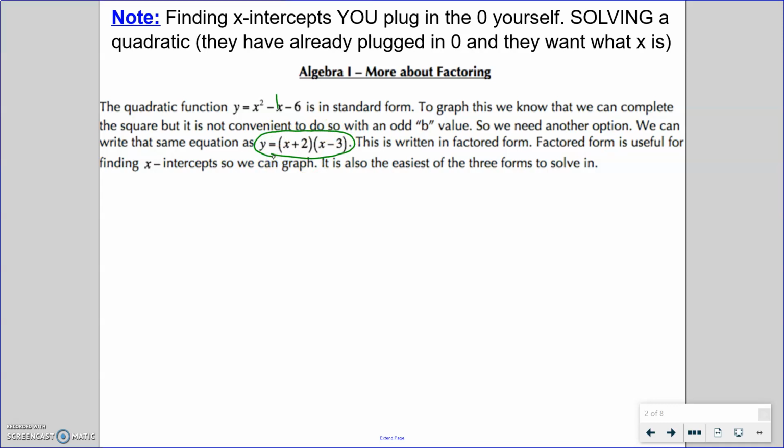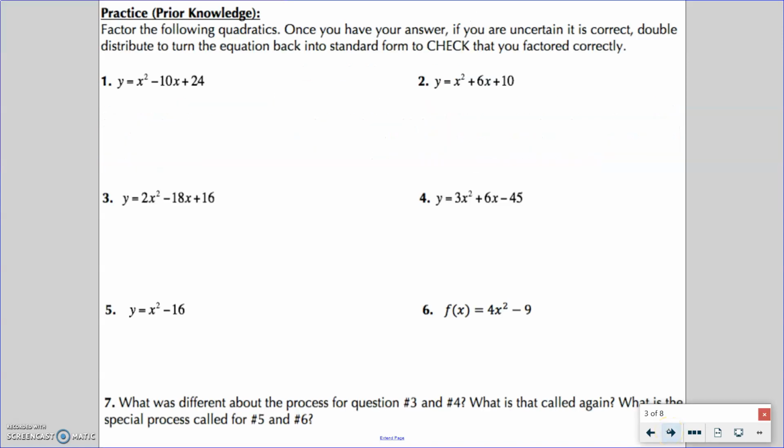Factored form is useful for finding x-intercepts so we can graph. It's also the easiest of the three forms to solve in, which I think you would agree with me there, right? You just set all your parentheses equal to 0, boom, there's my answers. So what I want you guys to do is I want you to practice factoring, okay? So factor the following quadratics.